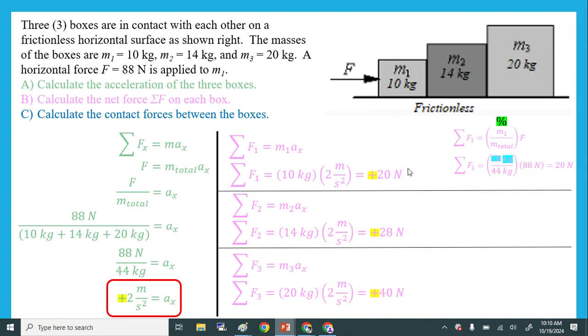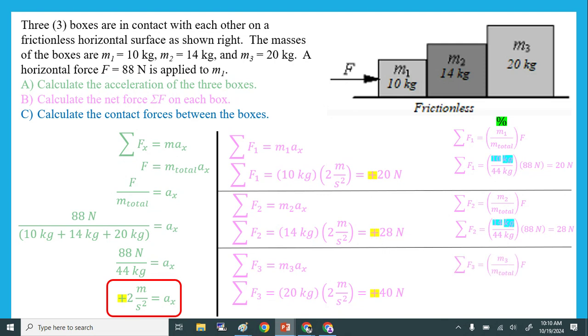So as you can see, I got 20 over here, and I'm also going to get 20 here. So the net force has to be distributed based on mass distribution. Okay, I can do the same skill for M2. M2 here is just 14, M total is 44, the net force on the system is 88. So if I plug those values in, I will also get 28, which is consistent with what I've done here.